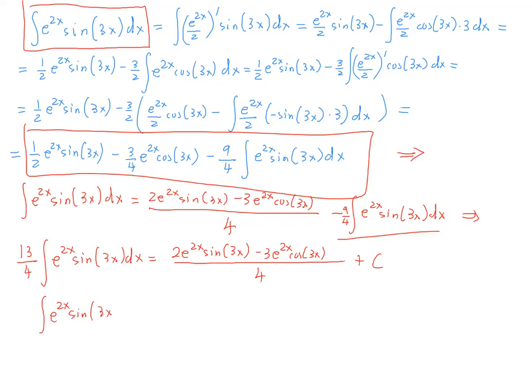And eventually we divide by 13 over 4, and this gives us the integral of e to the 2x sine of 3x dx is equal to 2e to the 2x sine of 3x minus 3e to the 2x cosine of 3x over 13. Why 13? You have over 4, and now you divide by 13 over 4. The 4s cancel each other. You can also think of dividing by 13/4 as multiplying by 4/13. The 4s cancel and you get 13 in the denominator, plus c. And that's the final answer.